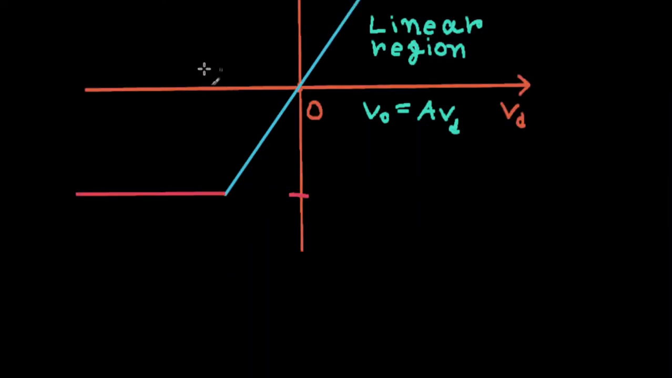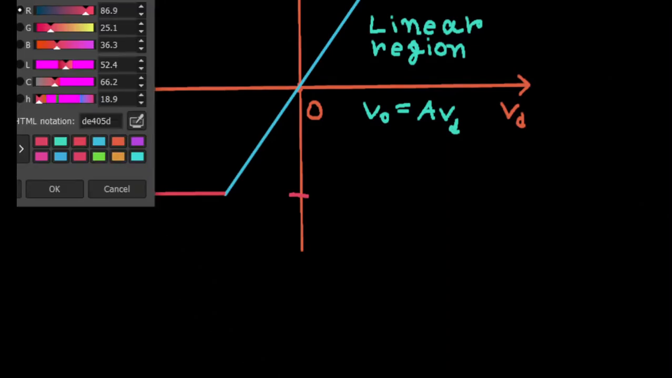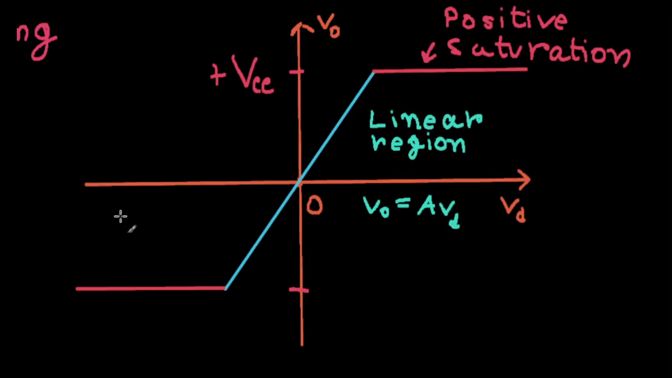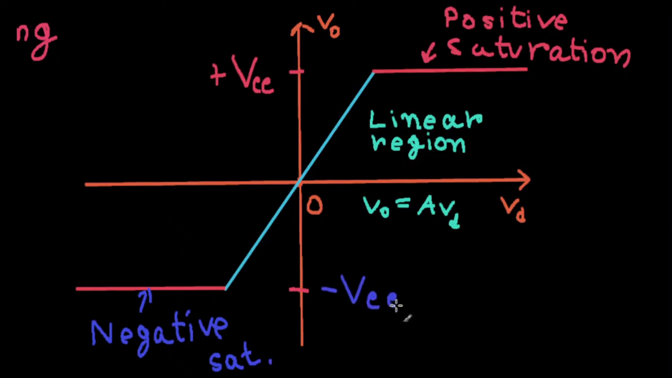And below, you actually have your negative saturation. I think the naming is obvious here. So that was positive, so this was negative. So negative saturation. I'll just write sat. So negative saturation, and the value here is negative VCC. All right. So this is how our non-ideal op amp or practical op amp actually operates.